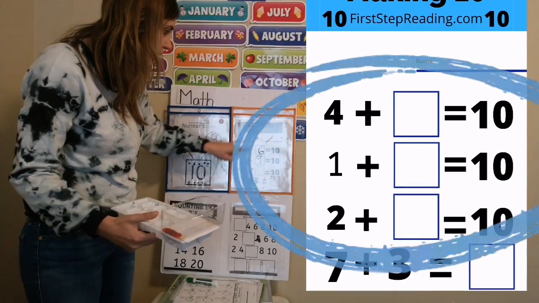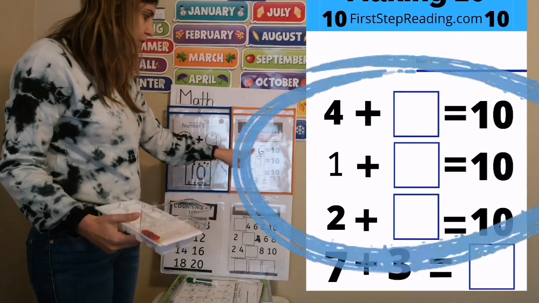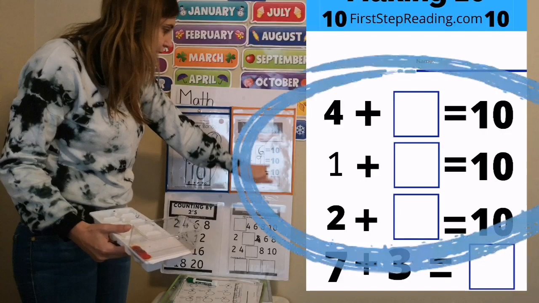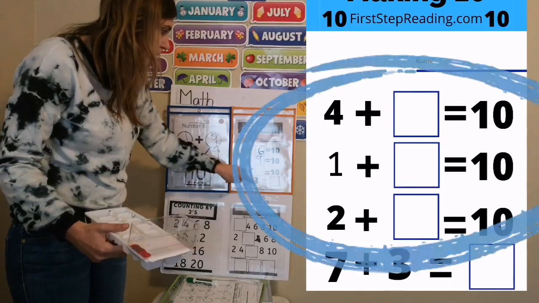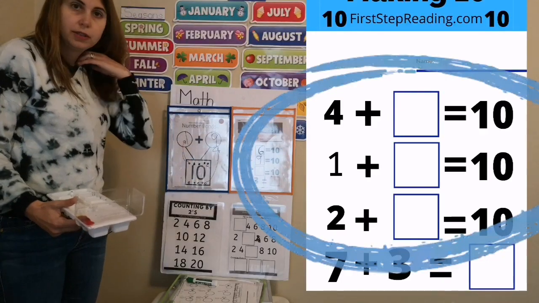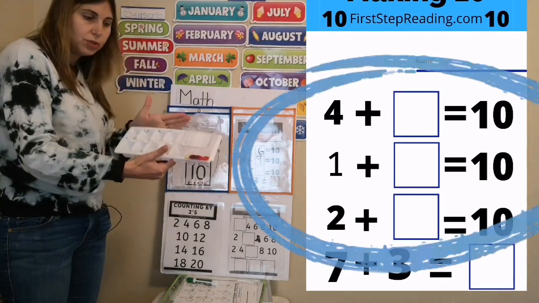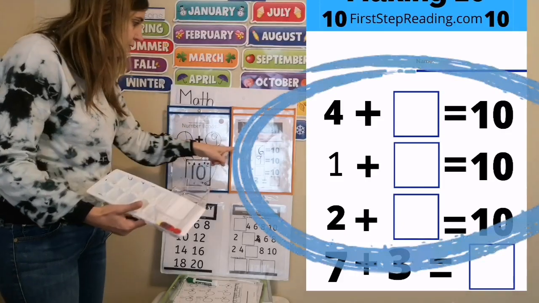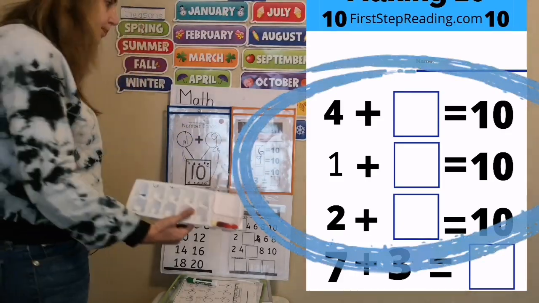This one is missing the piece. These 3 are missing the piece. We know all together it's 10, but we don't know what that missing piece is, so we have to count how many until we have 10, and we have to figure out the missing number, right?